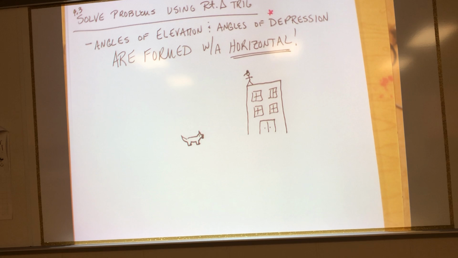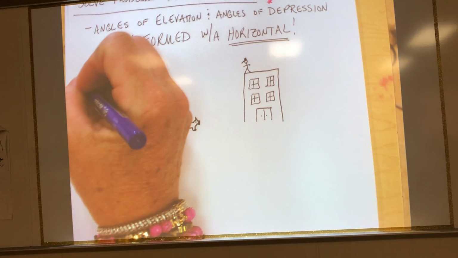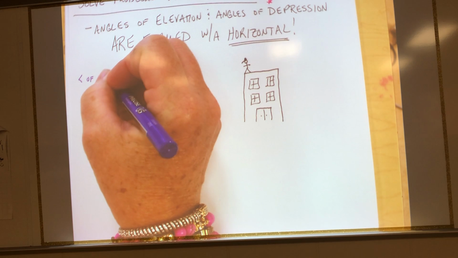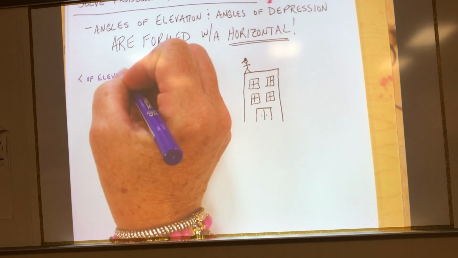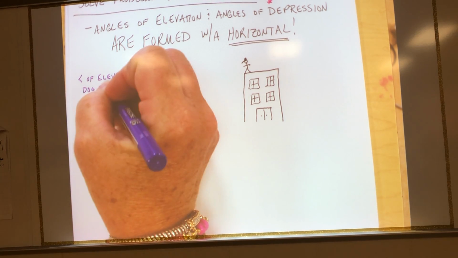So here's what I want you to do. Now, I haven't drawn anything with the picture, okay? So if I said there's a man on a building, he's looking at a dog on the street. What is the angle of elevation from the dog to the man? I want you to draw it, the angle of elevation from the dog to the man.